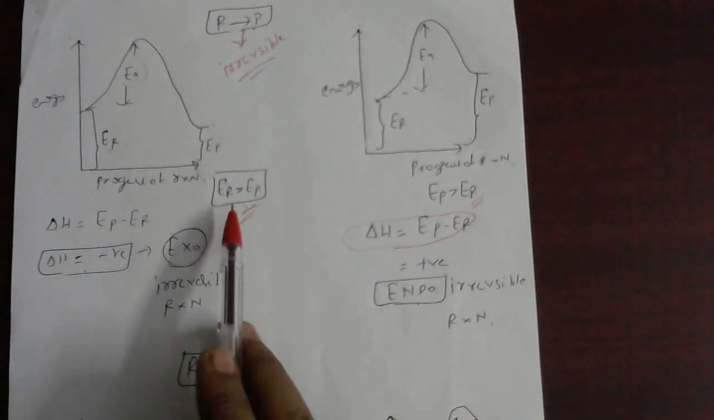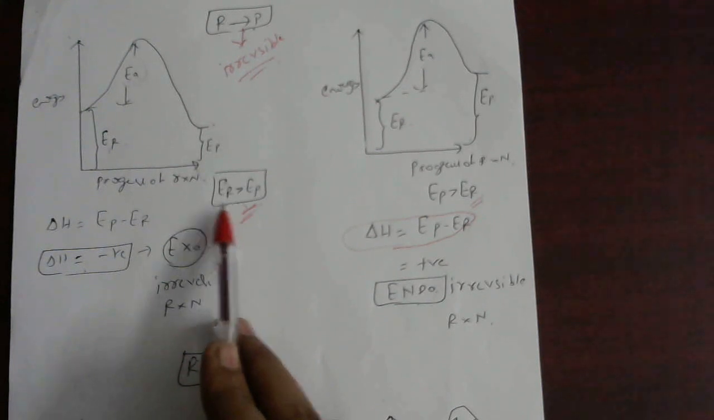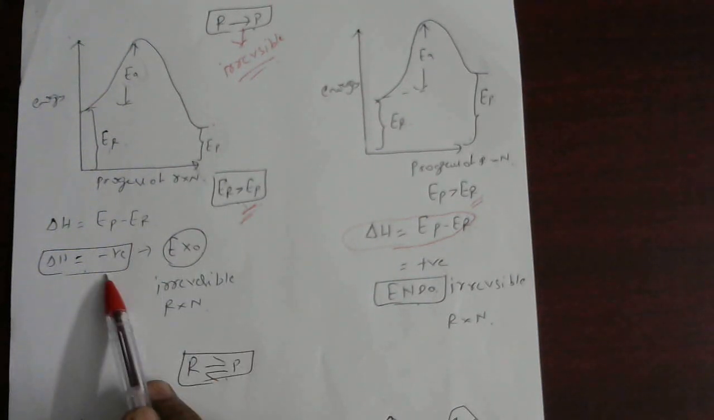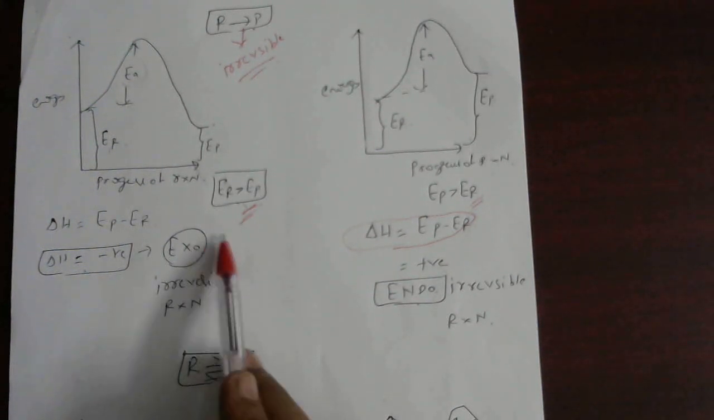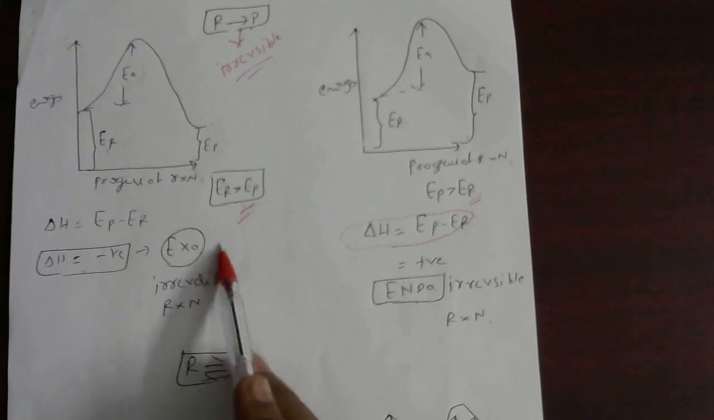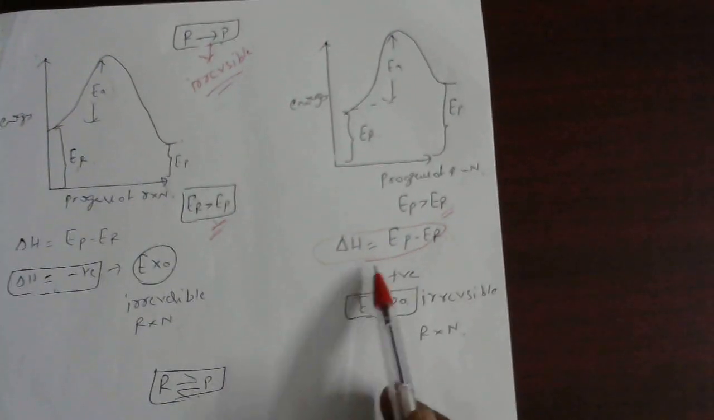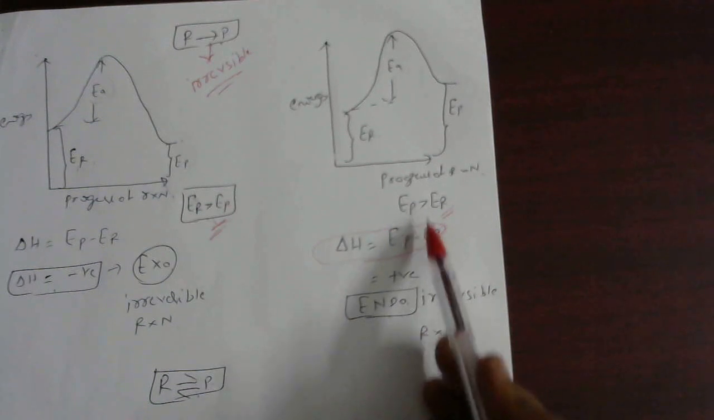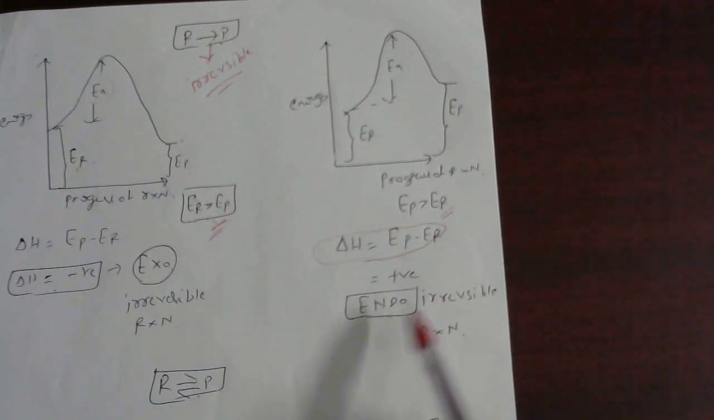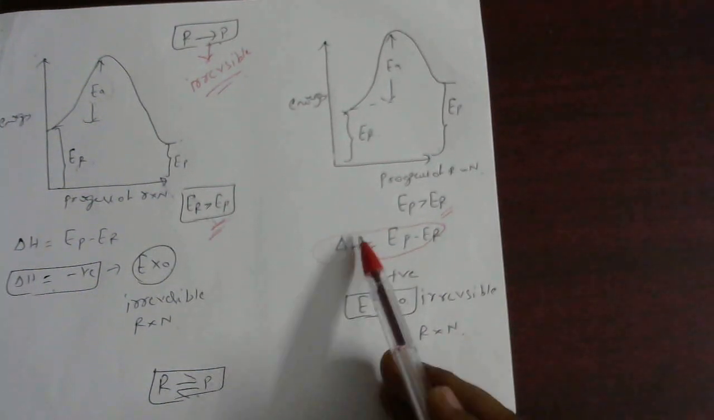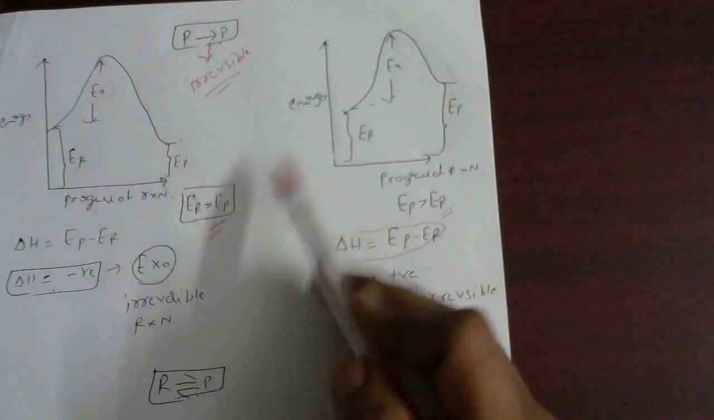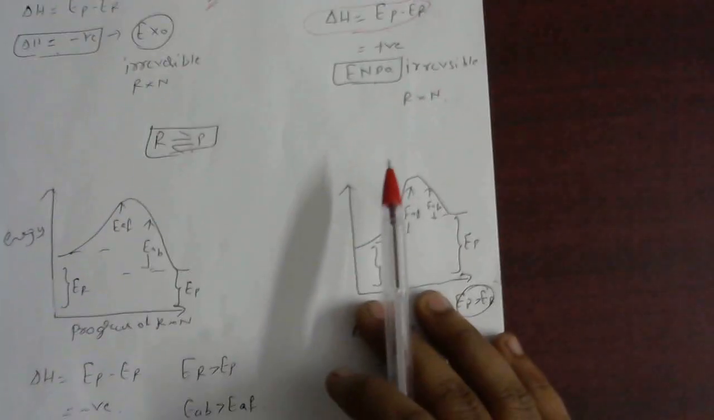So here what? ER is greater, but ER is in negative. So negative, exothermic irreversible reaction. First case done. And in the second case, EP is greater, positive, endo irreversible reaction. First graph, second graph. Irreversible case we have done. Let's go to reversible case, guys.